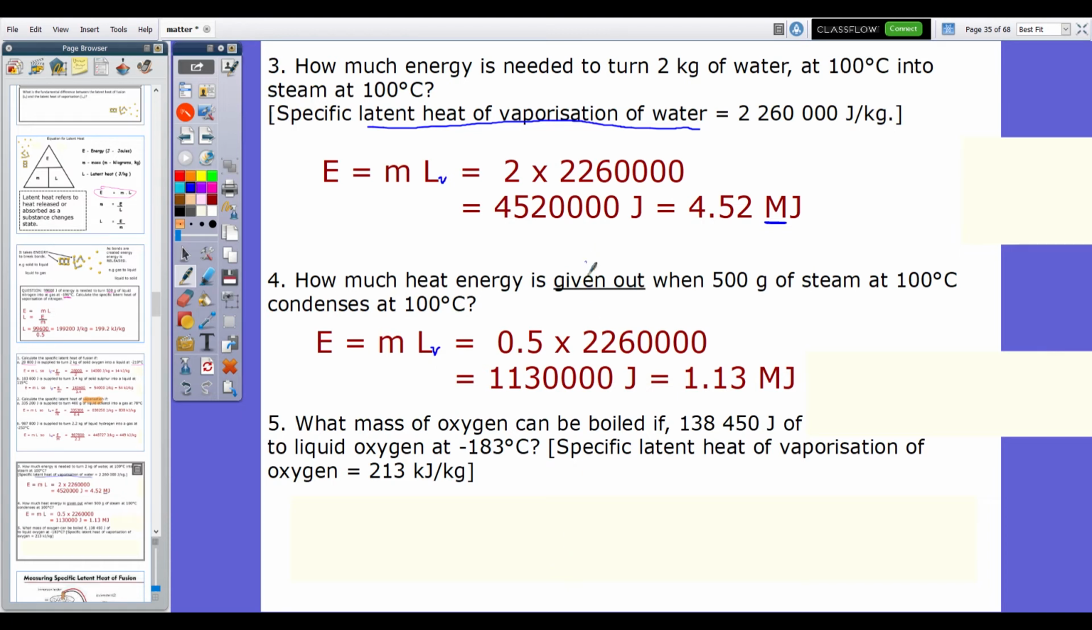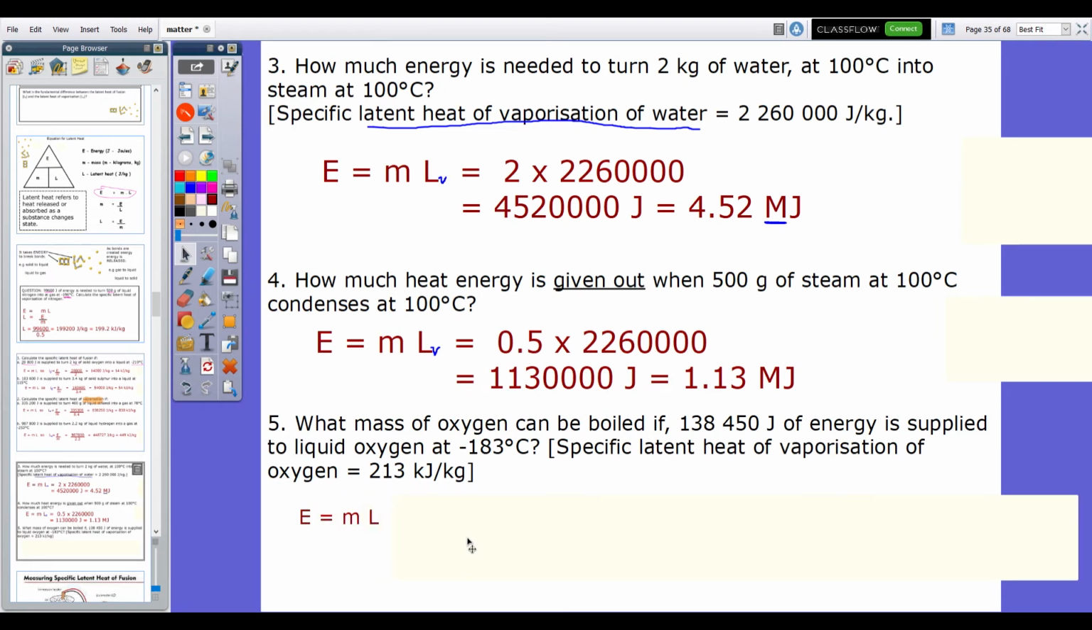What mass of oxygen can be boiled if 138,450 joules of energy is supplied to liquid oxygen at minus 183 degrees C? The specific latent heat of vaporization of oxygen is 213 kilojoules per kilogram. E equals ml, so m equals E over L. That's our rearranging. Let's put the numbers in then. What was the energy in? 138,450.